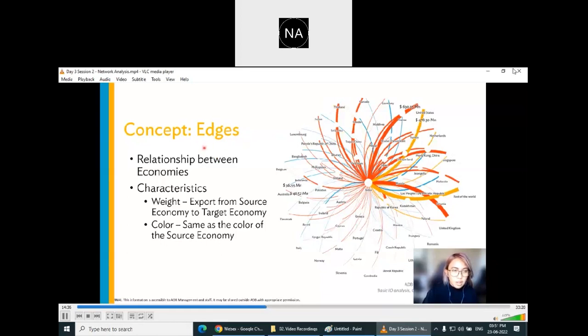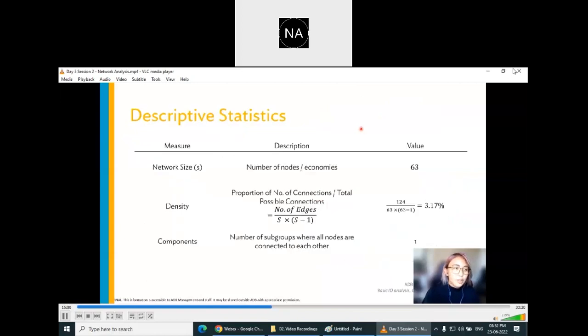Another concept that we learned are the connections between one economy into the other, and we call those the edges. Similar with the nodes, the edges also have characteristics such as the weight, which is represented by the width of the connection, and the color, which copies the color of the economy where the trade came from.